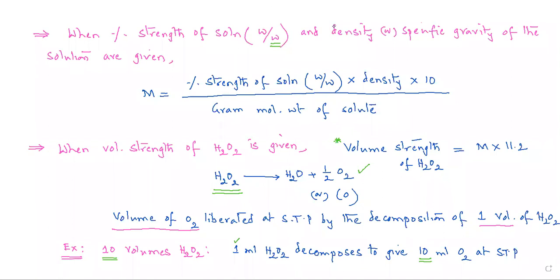I can also give you one more. See, 10 volumes of H2O2 is equal to 0.893 molar. This can be used for easy simplification. Of course, the same thing is what you get using the first relation. Hope this is clear. Next.